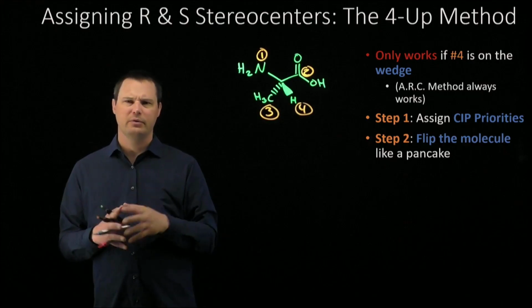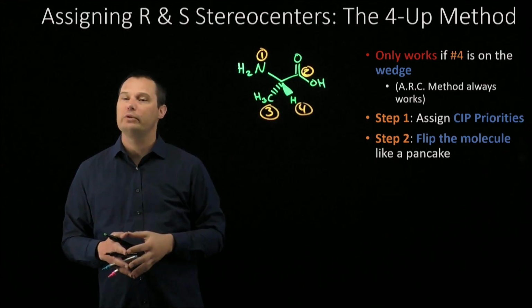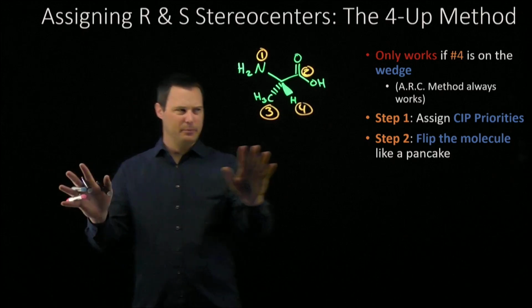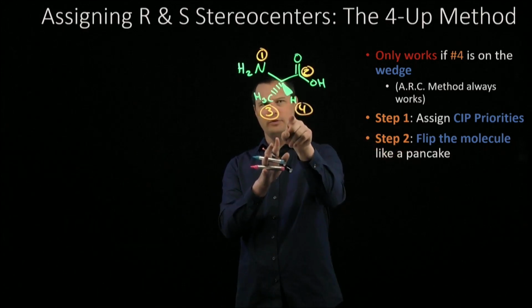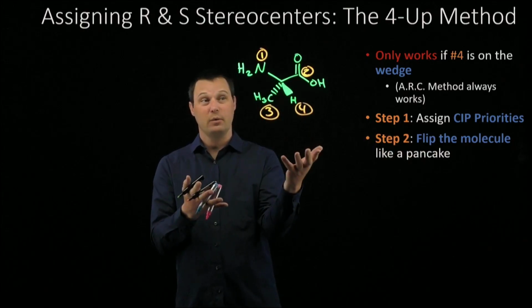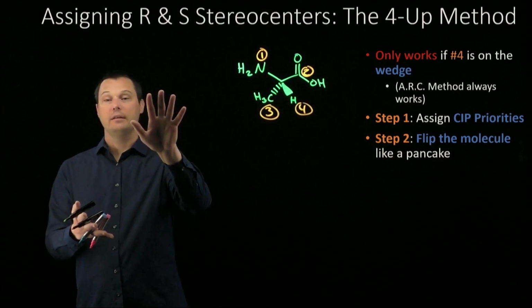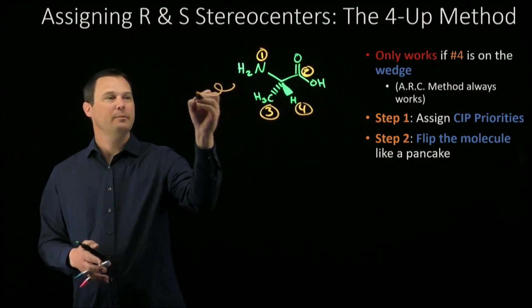But think about this for a second. You're sitting there looking at this molecule with the hydrogen clearly pointed towards you on a wedge, right? But from my perspective, behind this big piece of glass, number 4 on the wedge is pointed towards you and away from me. So how do we manipulate the molecule so that you can see it the way I see it? We flip it like a pancake so that you can see the backside of the molecule with number 4 pointed away from you. So let's do that. Let's flip the molecule like a pancake.